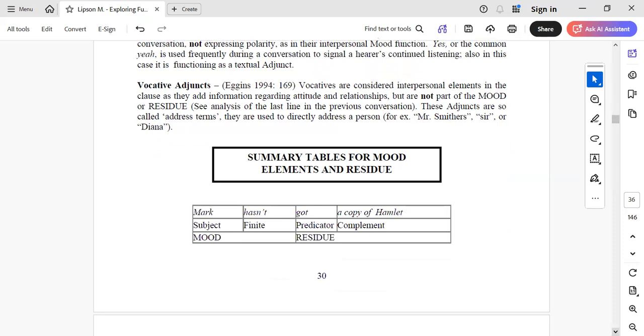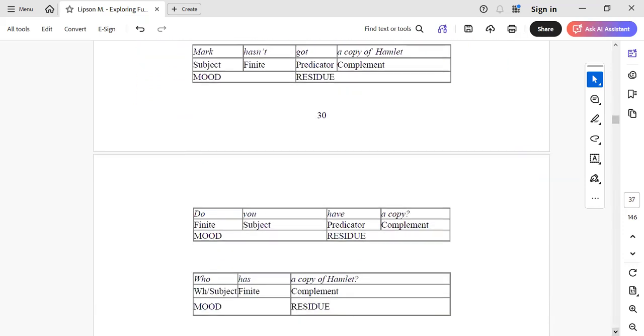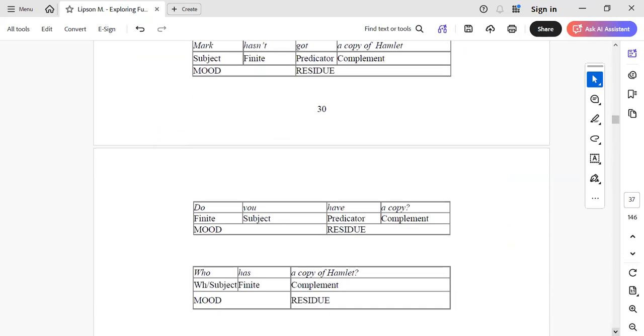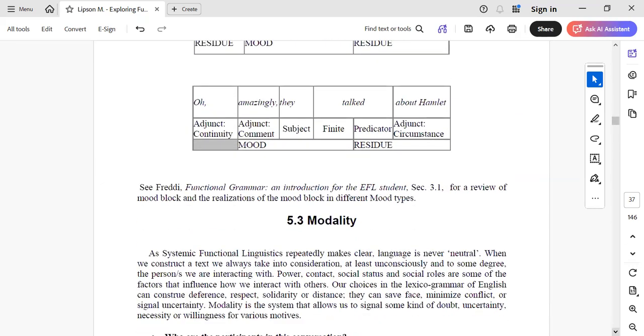Summary tables for mood elements and residues. So what I believe your task is, is to read all these tables from this page and send me at least your own tables, right? Like that, of at least 10 sentences, right? Make tables like this and send them to me. Ten sentences in which you are going to parse all the elements the way they are shown in the tables.